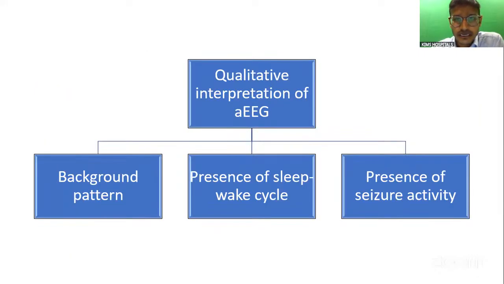For the qualitative interpretation of amplitude EEG, three parameters are to be looked into. The first one is the background pattern, then the presence or absence of sleep-wake cycle, and the presence of seizure activity. We'll discuss in detail all three parameters so that we can have an understanding of the amplitude integration.